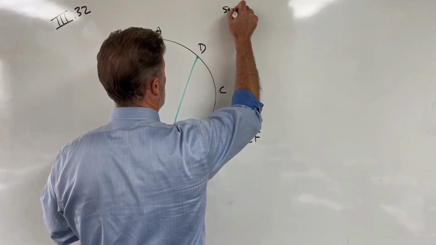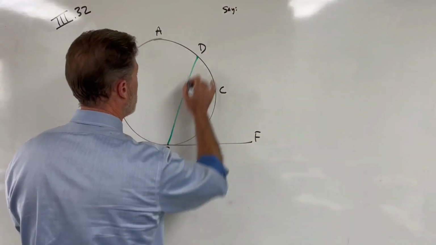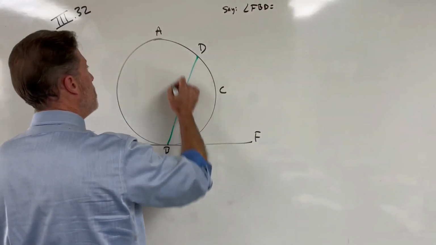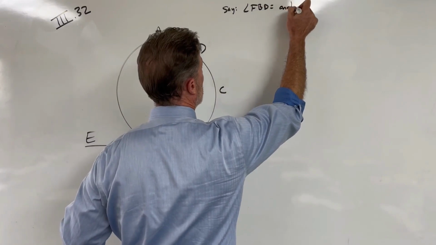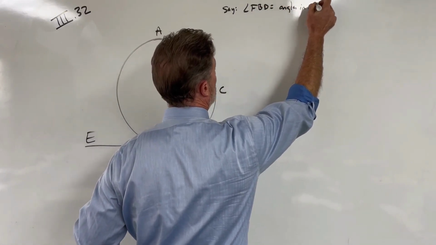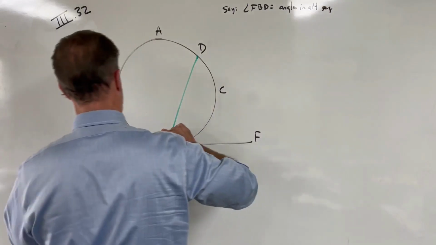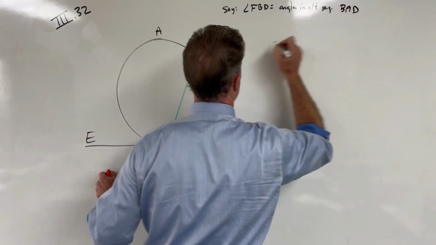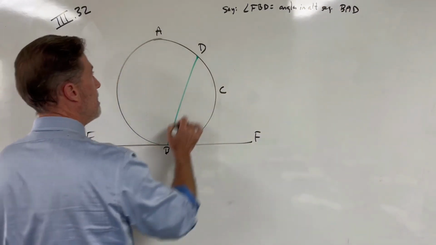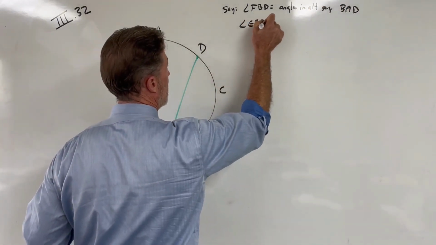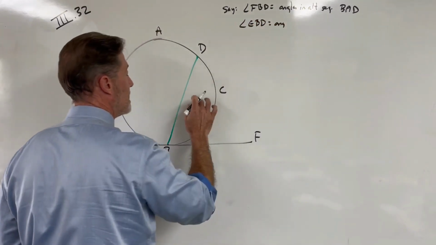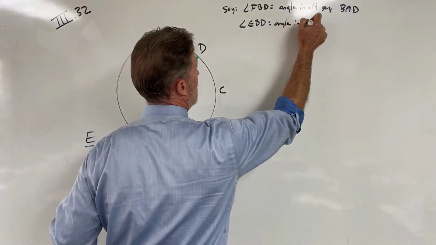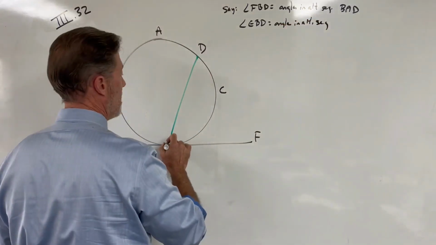I say we're going to show that angle FBD is equal to the angle in the alternate segment, BAD. And the other angle, angle EBD, will be equal to the angle contained in the alternate segment. So an angle in alternate segment BCD.